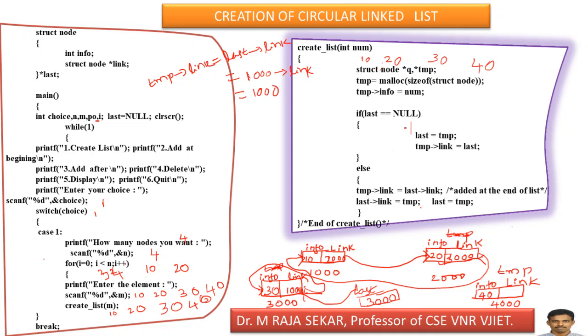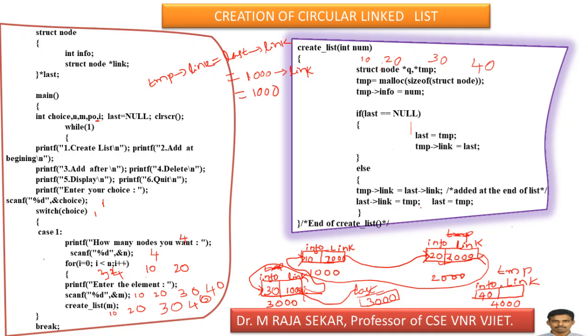If last equal to NULL, what is my last? Last is 3000. 3000 cannot be null. If condition is not satisfied, we'll enter inside else. tmp arrow link equal to last arrow link. tmp arrow link means this one here. Last arrow link. Since it is the last node, I must keep the first node's address.